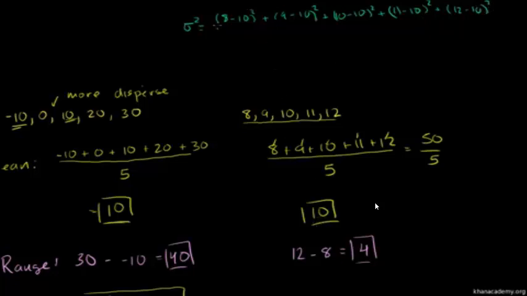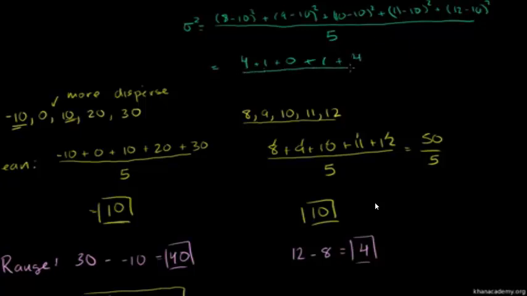You have to calculate the mean first. Divided by, we have 1, 2, 3, 4, 5 squared differences. So this is going to be equal to 8 minus 10 is negative 2 squared is positive 4. 9 minus 10 is negative 1 squared is positive 1. 10 minus 10 is 0 squared, you still get 0. 11 minus 10 is 1 squared, you get 1. 12 minus 10 is 2 squared, you get 4.